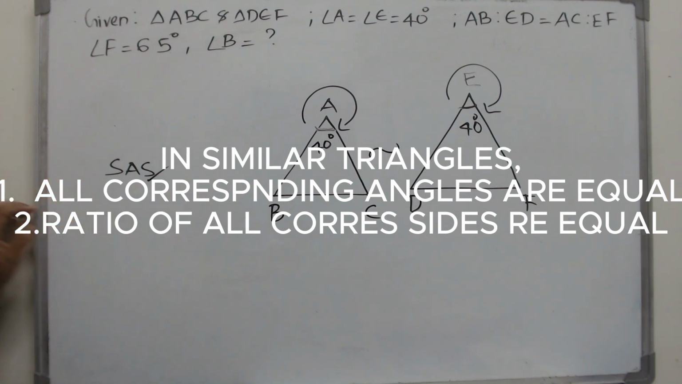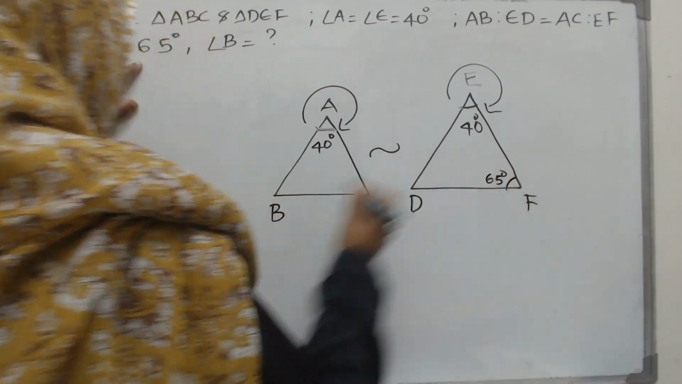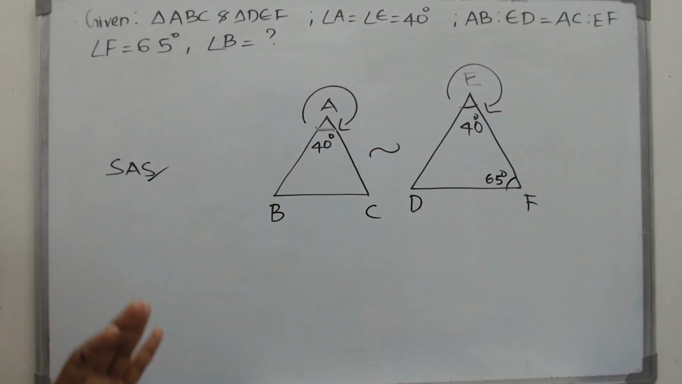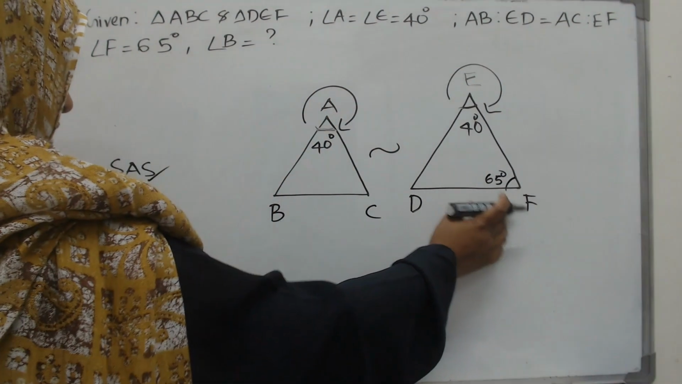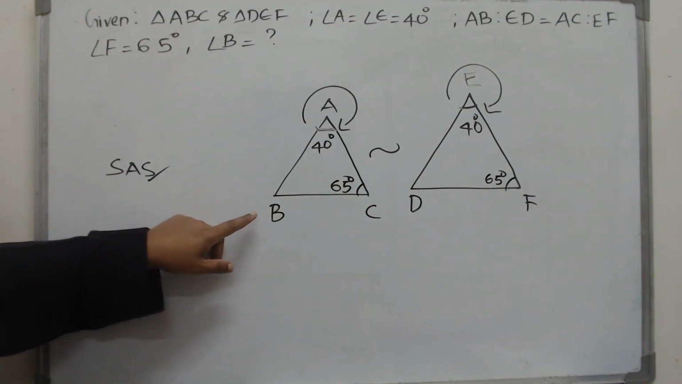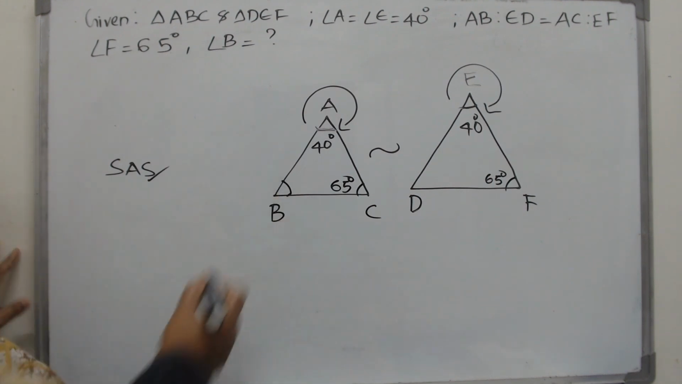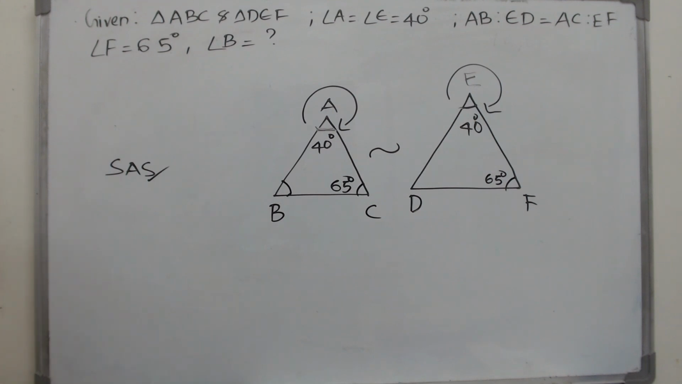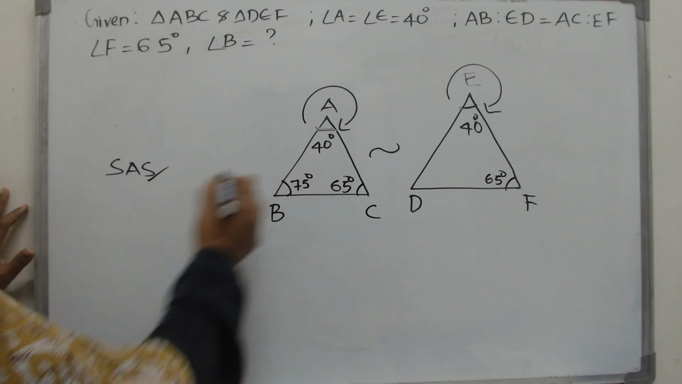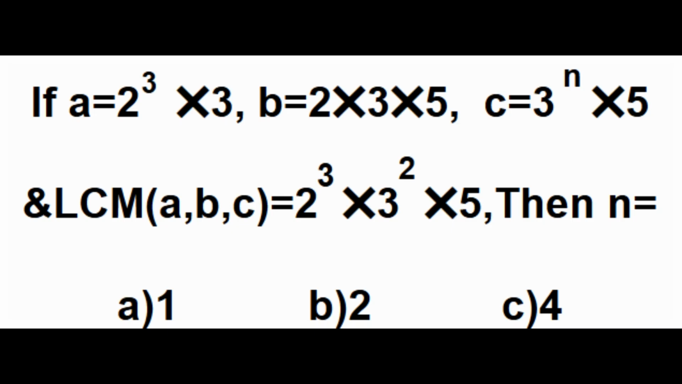Then what else information are we given? Angle F is 65 degrees. Once these two triangles are similar, the way we have drawn them, which means if angle F is 65, then angle C is also 65, then that leaves just angle B. How much will angle B be? The sum of the angles of a triangle is 180 degrees, which means what? We are left with 75 degrees. That is the measure of angle B. Shall we move on to the next question?